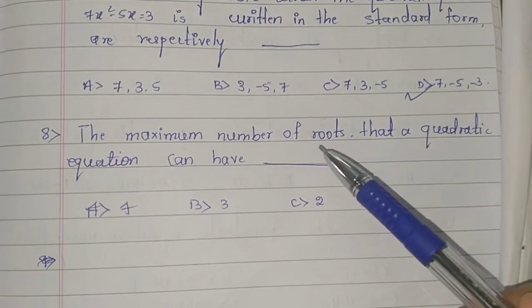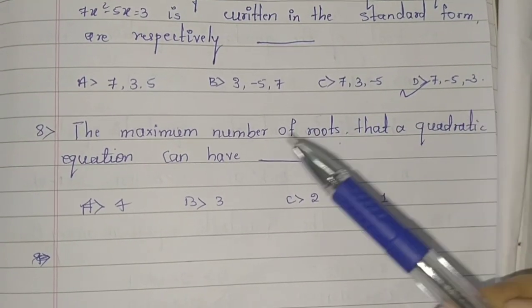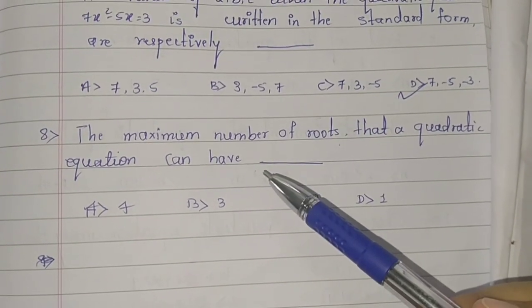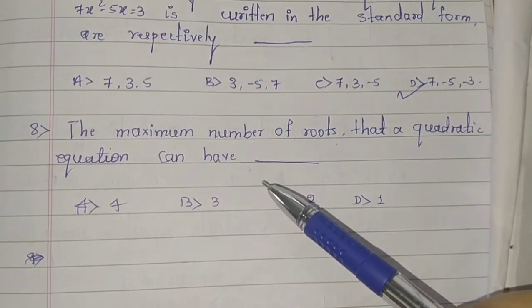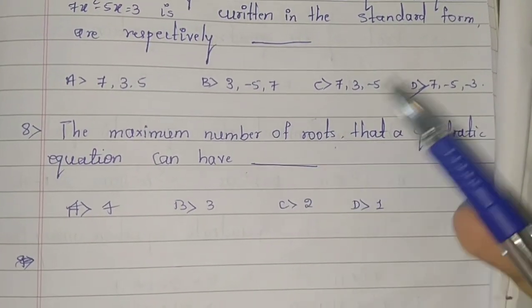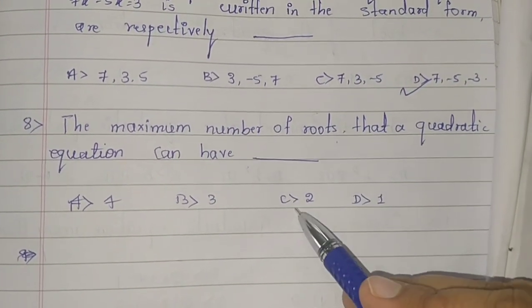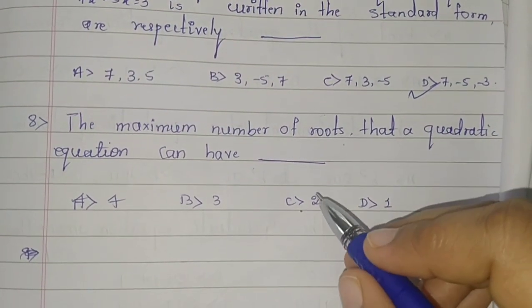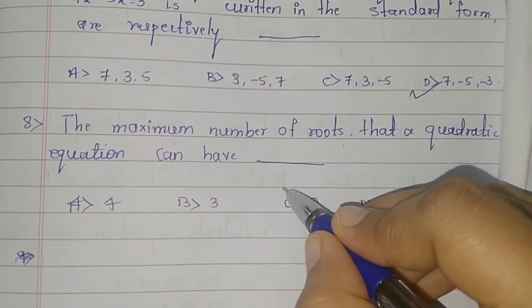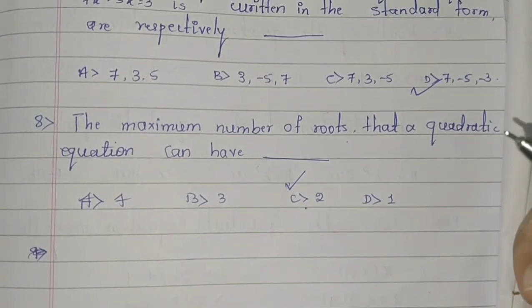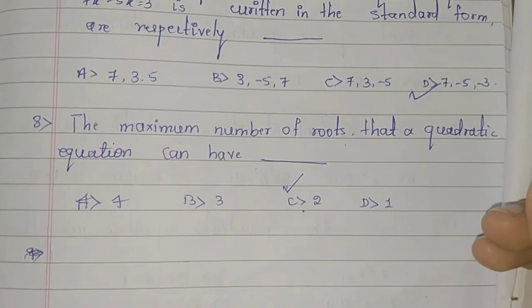The maximum number of roots that a quadratic equation can have. Okay, so a quadratic equation has only 2 roots. So the maximum number of roots the quadratic equation has is 2. Okay, so the correct answer is option C here.